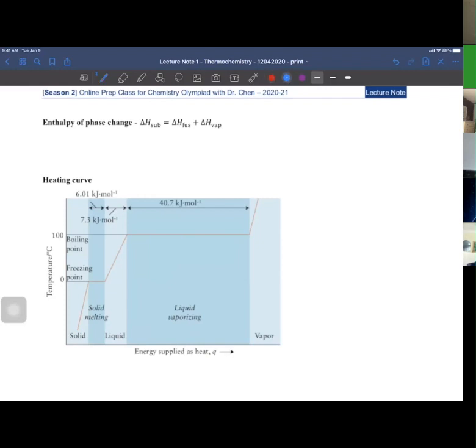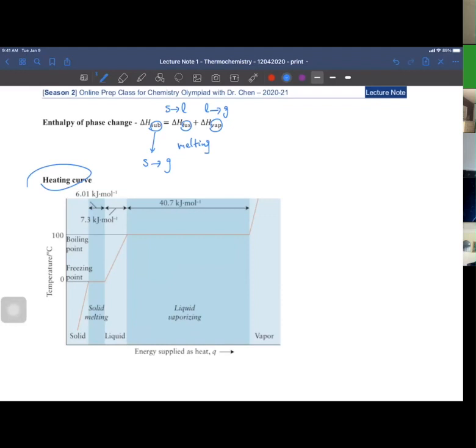There are a few abbreviations. Fusion means the melting process. Vaporization is easy to understand, right? This is from solid to liquid. This is from liquid to gas. This is sublimation. So basically, it's from the solid to the gas directly without going through the liquid. So I think this equation makes sense too, right? The total energy is the sum of the fusion plus the vaporization.